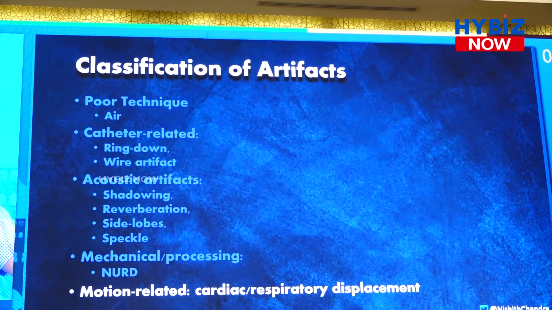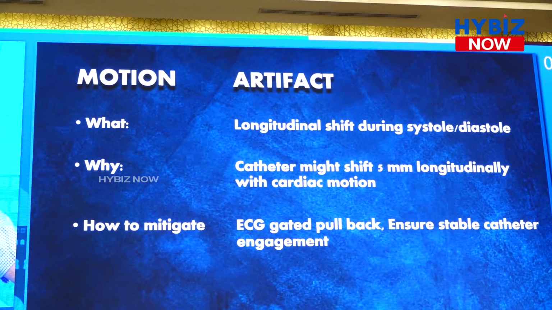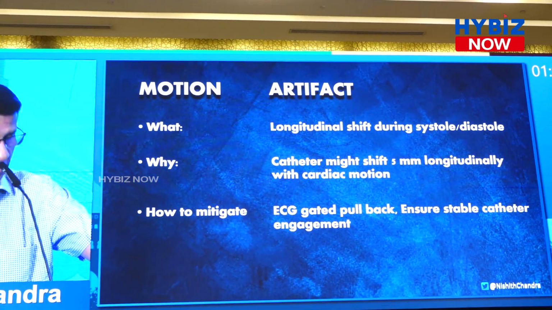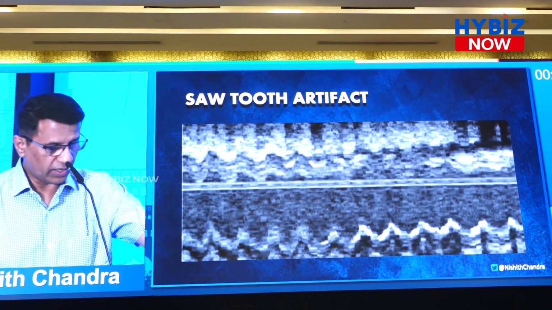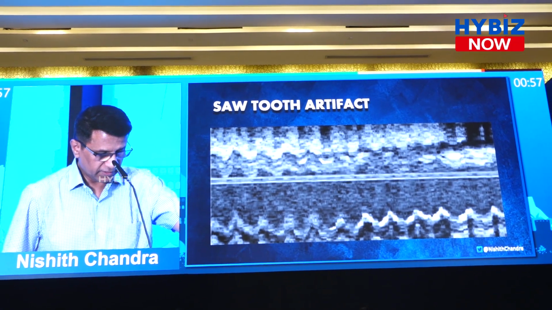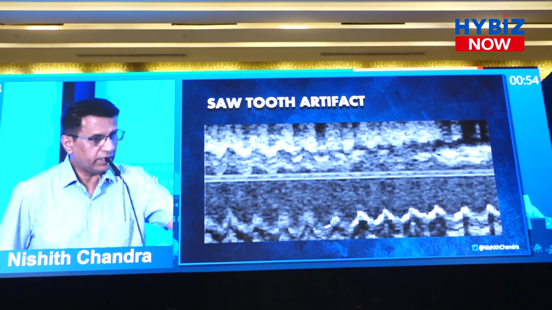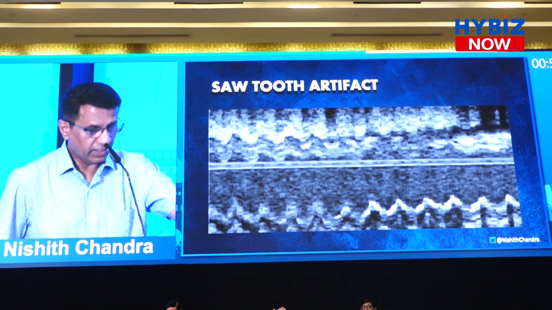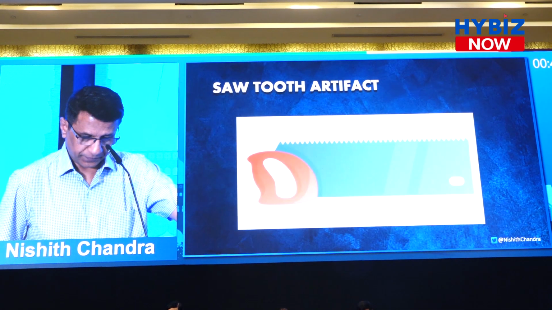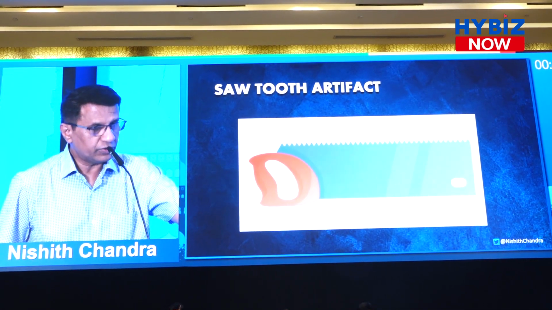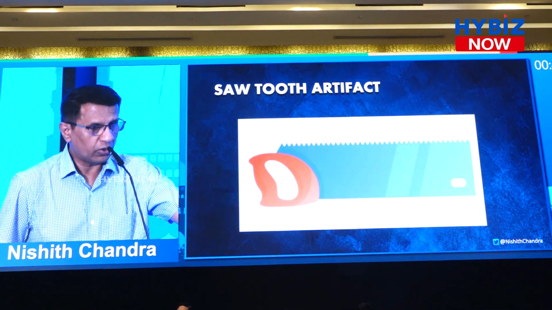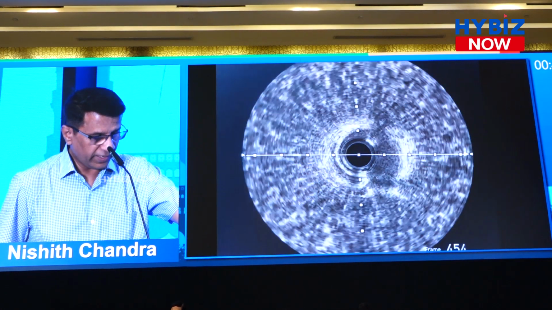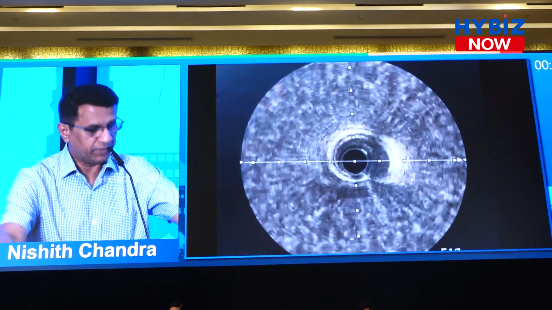Then there are motion-related artifacts because of the longitudinal shift during systole or diastole, the classical sawtooth artifact. You can see this is not some intimal abnormality. This is just because of the motion, because of the systole and diastole of the artery and respiratory movements, the motion of the transducer during the cardiac cycle. They are called sawtooth artifact. And finally, very commonly seen in our labs is this.